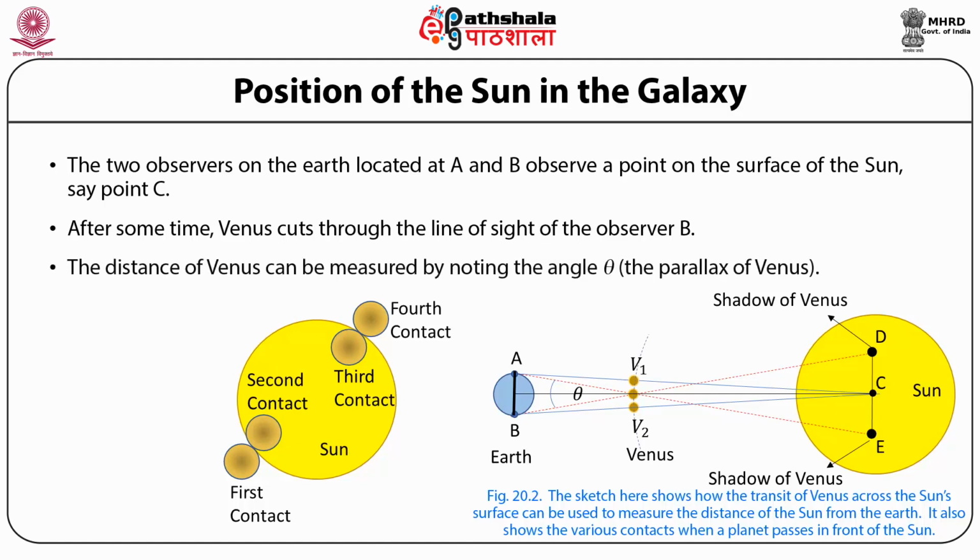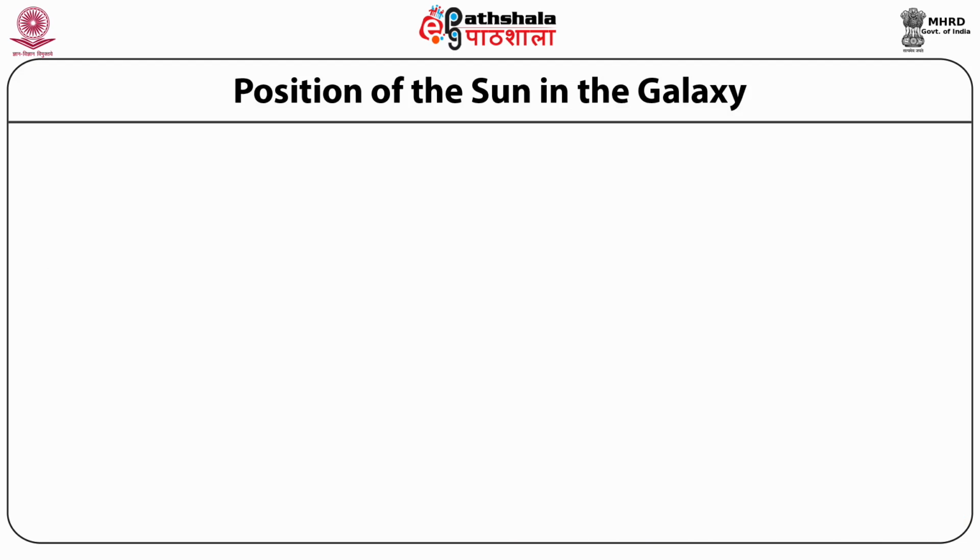The distance of Venus can be measured by noting the angle theta, that is the parallax of Venus, and in this way the distance between the Earth and Sun can be measured. In the 18th century, Lalande measured the distance, which was only 2% of the distance measured today.